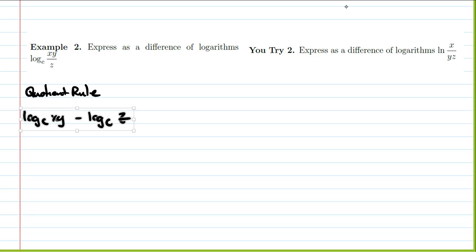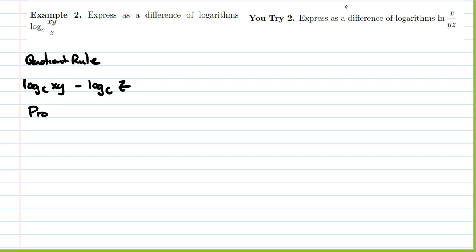Let's just do it vertically. And then we use our product rule to split up the x and the y. And we would have the logarithm base c of x plus the logarithm base c of y minus the logarithm base c of z. Well, notice in our final answer, the x and the y were both in the numerator of the fraction, and they are both positive logarithms. The z was in the denominator, and the logarithm with the z is negative.